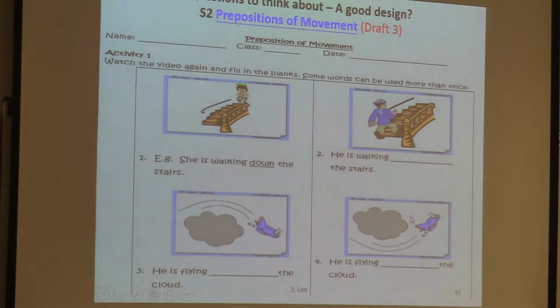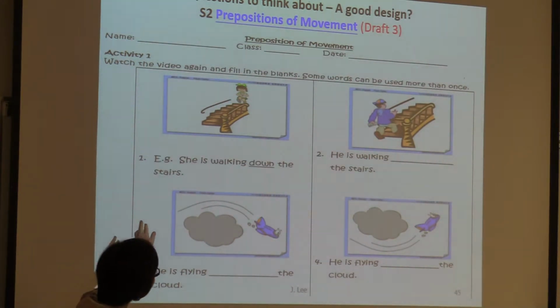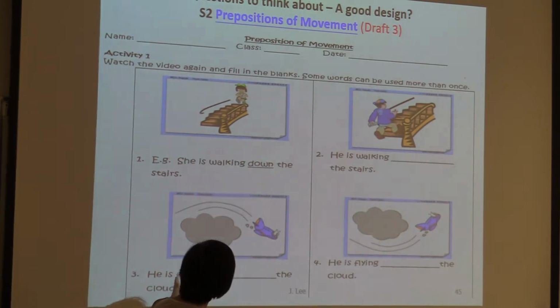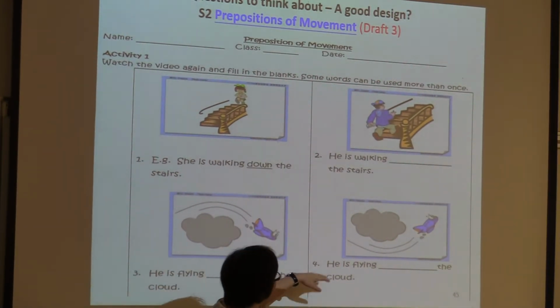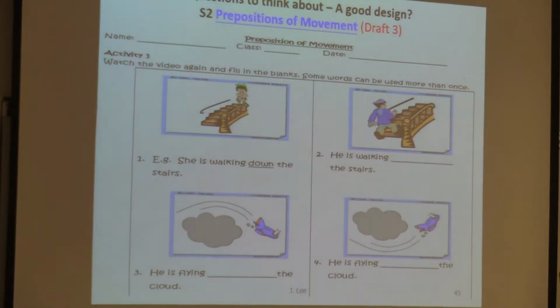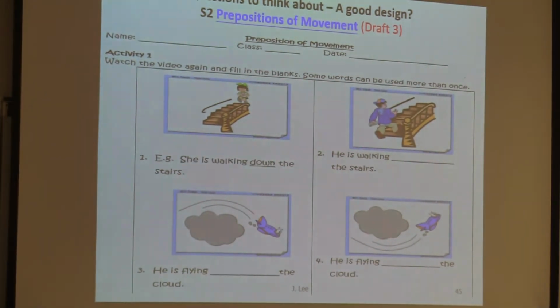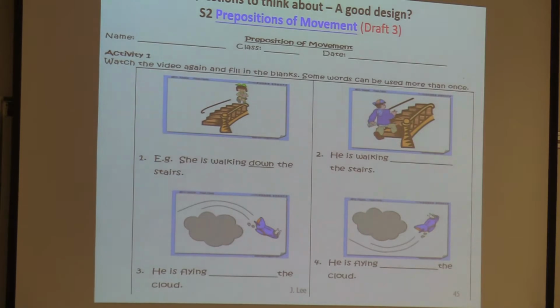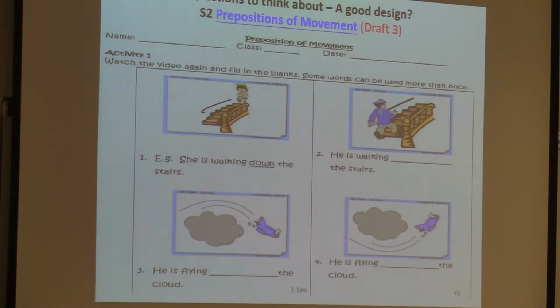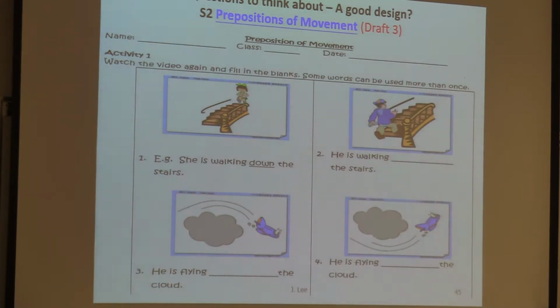This time, what do you think? She's walking down the stairs. He's walking up the stairs. He is flying over the cloud, and then he is flying under the cloud. Okay, the picture and the sentence match now. Meanings are clearer now. So by looking at the lesson plan, it seems okay.